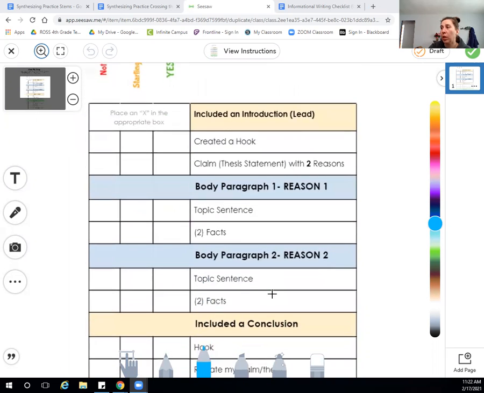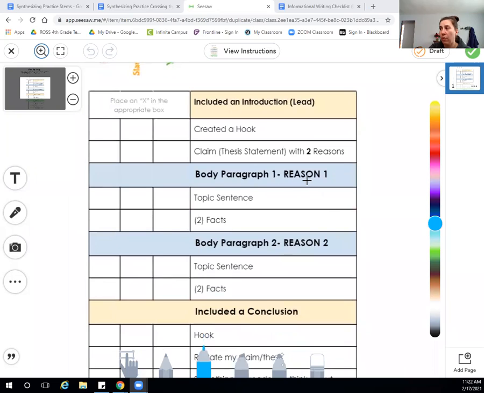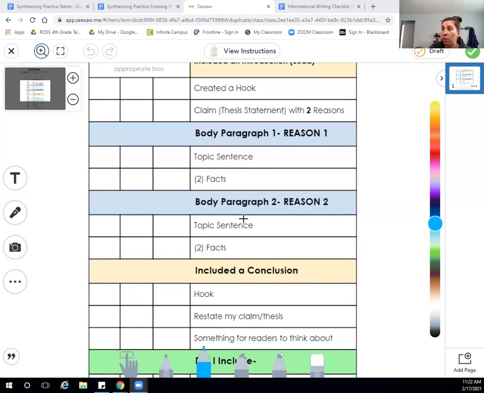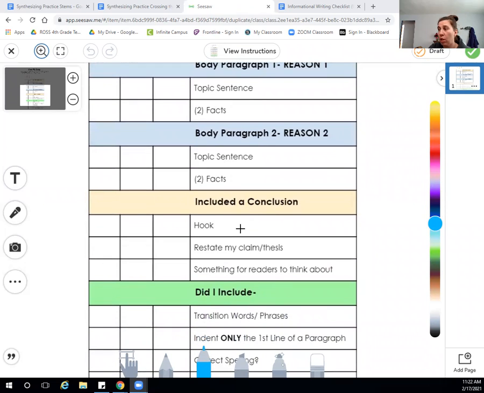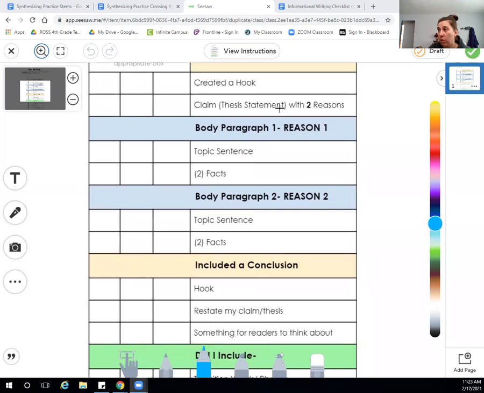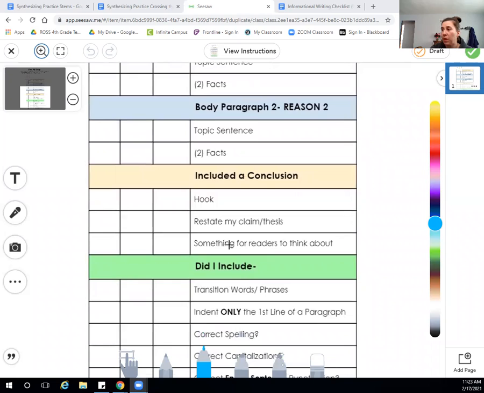So just looking at that really quick, you will need to have an introduction with a hook. You need to have a claim with 2 reasons, not 3, but 2. And then in each paragraph for the reasons, I'm looking for a topic sentence that is telling me what that paragraph is about and 2 facts that support the topic sentence. And then we're looking for a conclusion that has a hook. You are going to restate your thesis statement, and then that is actually leading you in your introduction. And then you're going to try to give the reader something to think about.